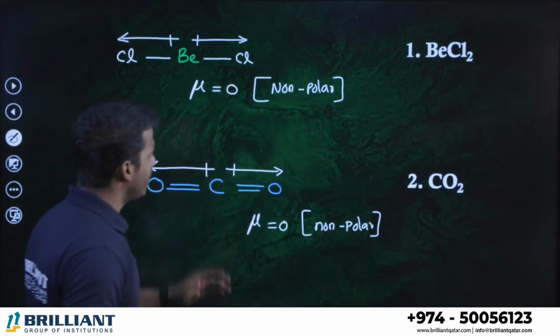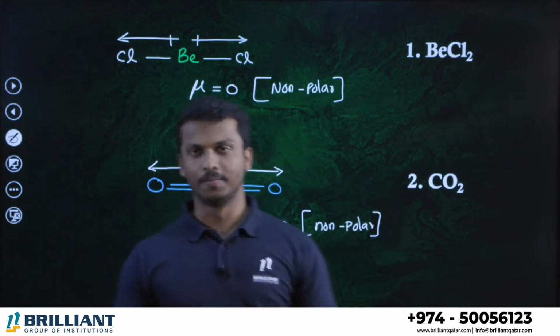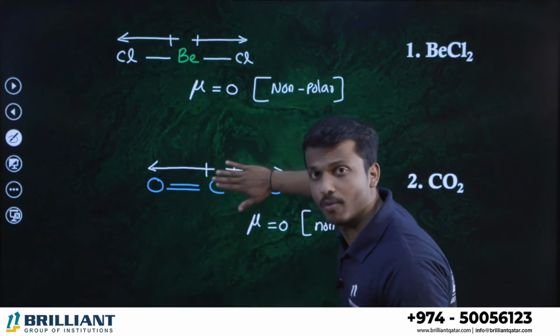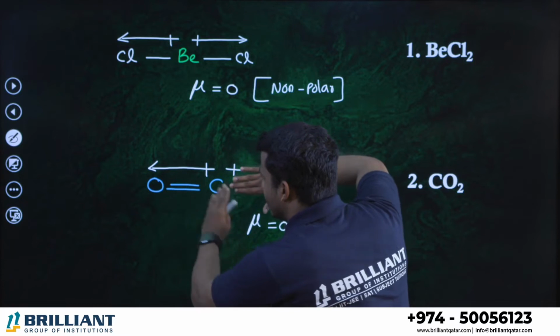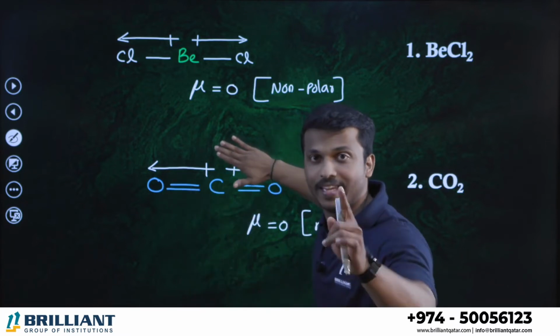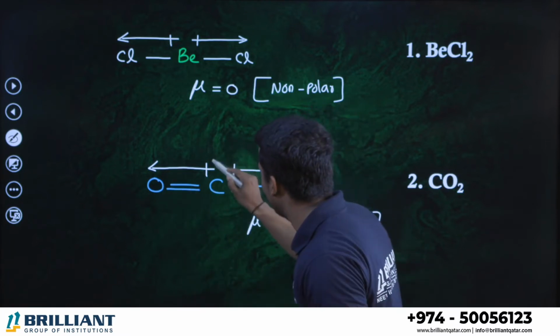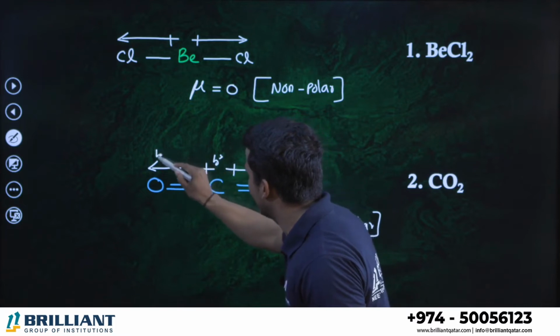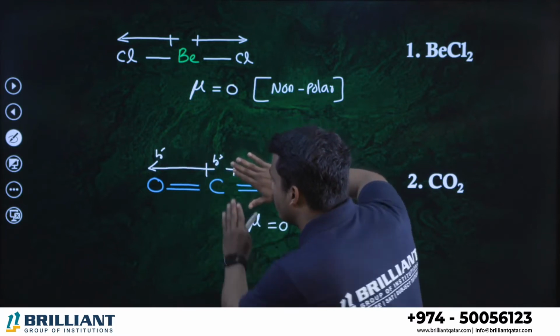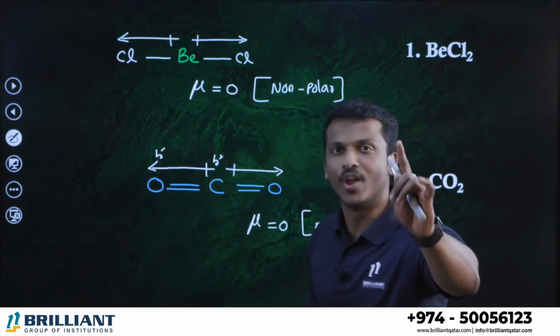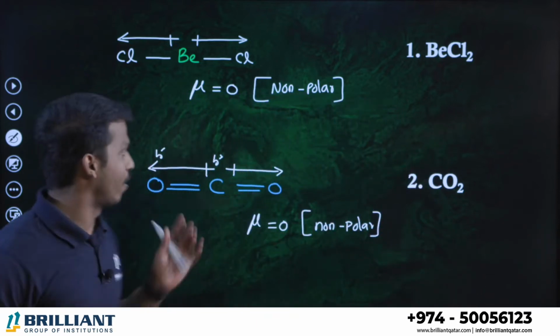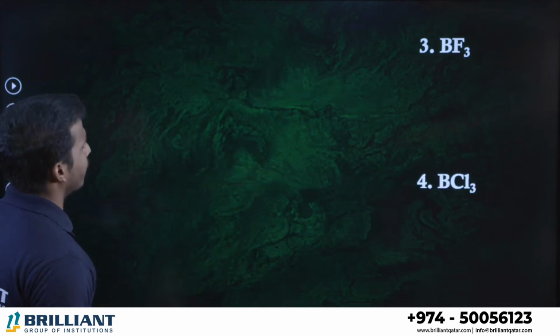Please consider an individual bond. If you consider an individual bond like C=O, is this polar or non-polar? Yes, polar, because carbon carries a delta plus and oxygen carries a delta minus. The individual C=O bond is polar, but the overall compound is non-polar. Clear? Alright. So let's go to the next question.